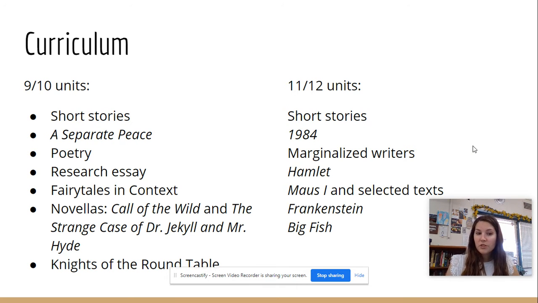Then we'll read two novellas, Call of the Wild and The Strange Case of Dr. Jekyll and Mr. Hyde. And finally, we'll do a unit focused on the Knights of the Round Table and parody and satire. In 11th and 12th grade, we're going to start with short stories as well. They are different short stories from the 9th and 10th graders.